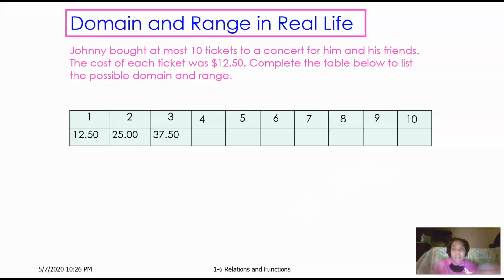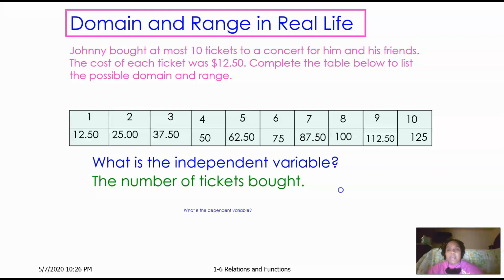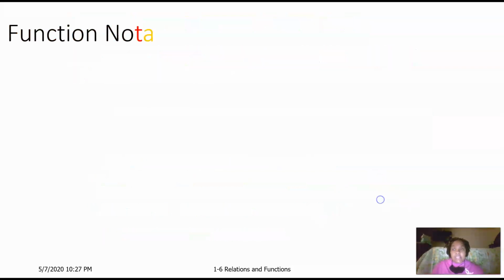So those x values once again are the domains. And so you add $12.50 each time. So for 4 friends, it's $50. For 5 friends, it's $62.50. For 6 friends, it's $75. 7 friends, $87.50. Continue the pattern, adding $12.50 each time. Okay? So what is the independent variable? The independent variable, exactly, is the number of tickets he has to buy. The dependent variable is the cost, because the cost depends on the number of tickets he has to buy.